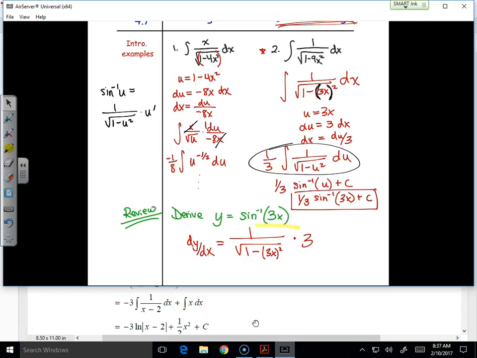Kiddos, what was different between this answer and this integrand? Nothing except the 3. So what did we end up with in order to compensate from our u sub? The 1/3. Because the 1/3 times the derivative of sine inverse of 3x would work out to be what we started with. So there is a 1/3 in this answer because we need a 1/3 in order to get back to what we had in our integrand.